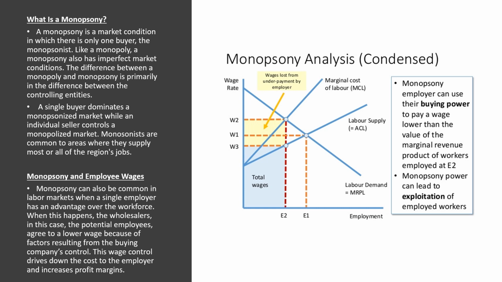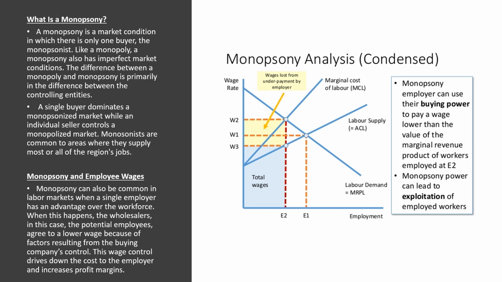Monopsonists are common in areas where they supply most or all of the region's jobs. So I gave an example on the last slide of the NHS. People use that as an example where the NHS in the UK actually controls sort of most of the employment of healthcare workers.